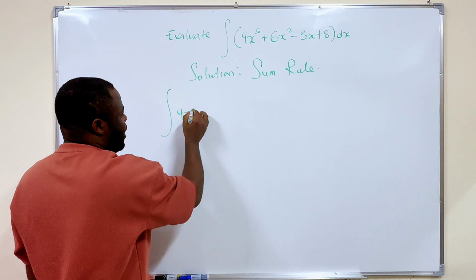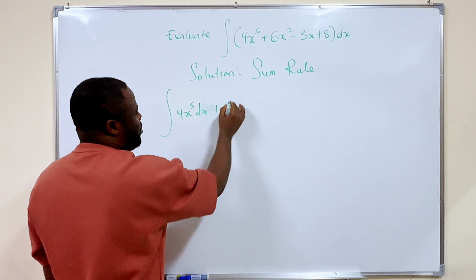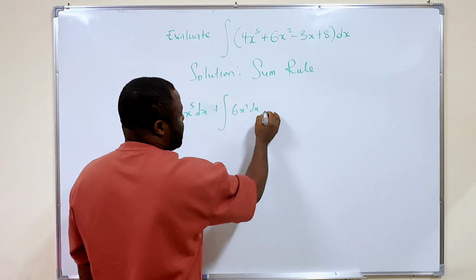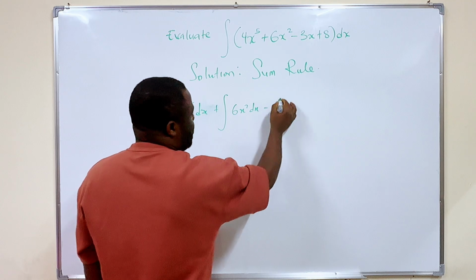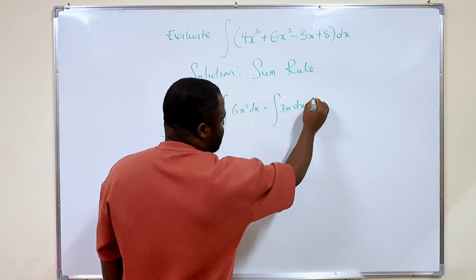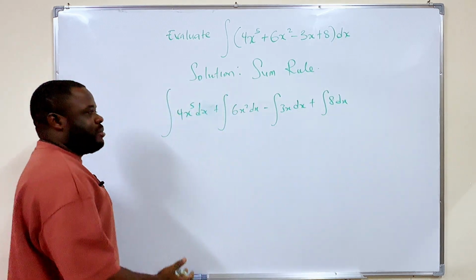You have the integral of 4x^5 dx plus the integral of 6x^2 dx, then minus the integral of 3x dx plus the integral of 8 dx. Okay, so we just separate them.